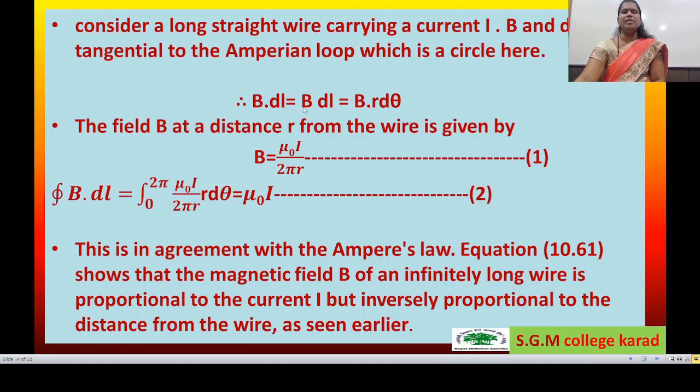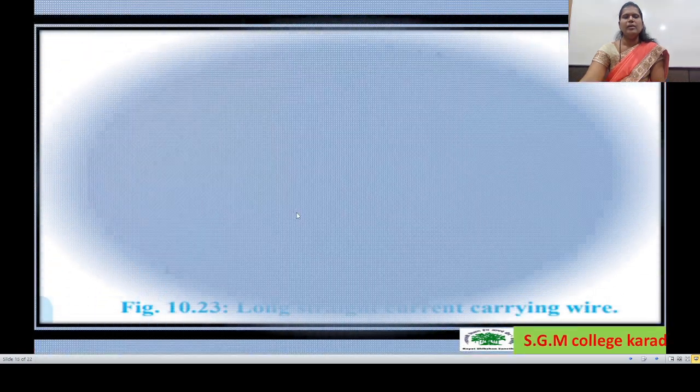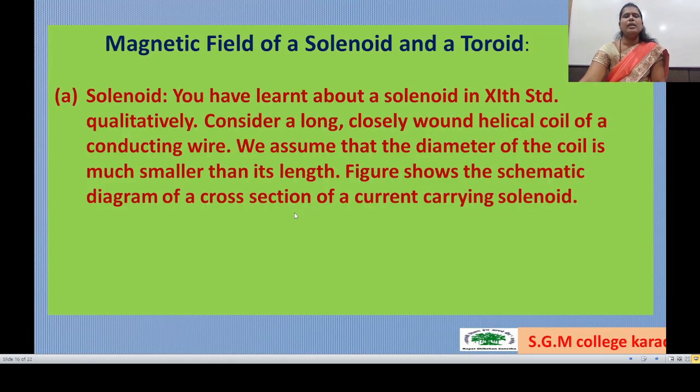B dot dl is equal to B dl, which is B times R d theta. The field B at a distance R from the wire is given by B equal to mu 0 I upon 2 pi R. Integrating from 0 to 2 pi of mu 0 I upon 2 pi R times R d theta gives mu 0 I. This is in agreement with Ampere's law. That equation shows the magnetic field of an infinitely long wire. Now let us see the next applications of Ampere's law: the magnetic field of a solenoid and a toroid.